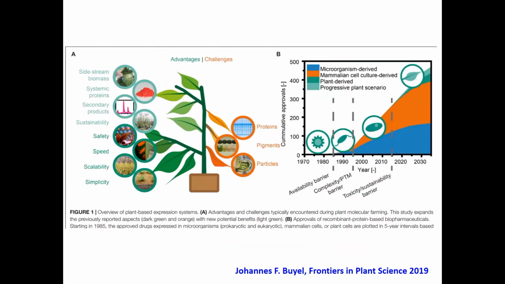These are the simple forms giving an idea of what products can be produced from the plant system, and the biomass related to that, downstream processing, safety, speed, and all the different advantages based on the overall production of plant-based expression.